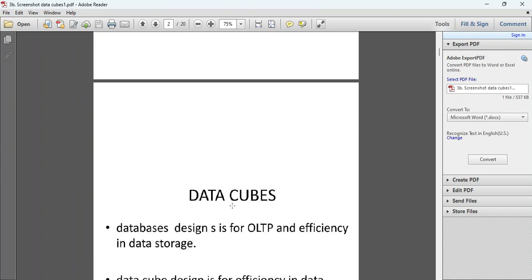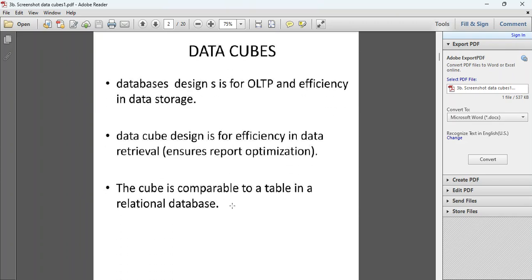Coming to data cubes here, data cubes are designed for OLAP and are efficient in data storage. That is the property of a data cube: it gives efficiency in data storage. The data cube is also designed for efficient data retrieval, which means we have to get the data very fast from the data cubes. The cube is comparable to a table in a relational database.